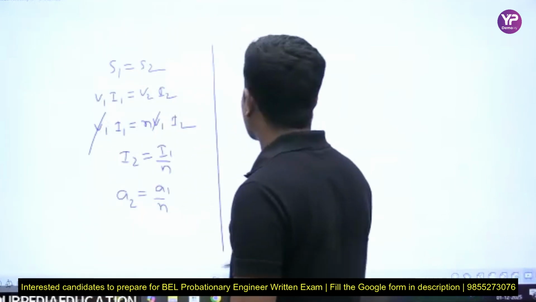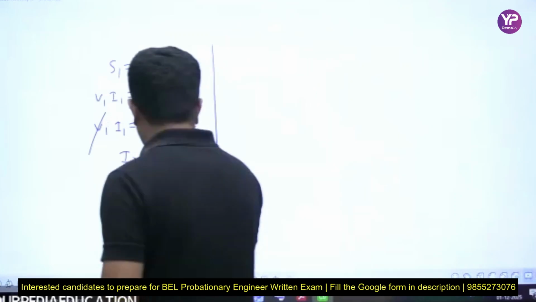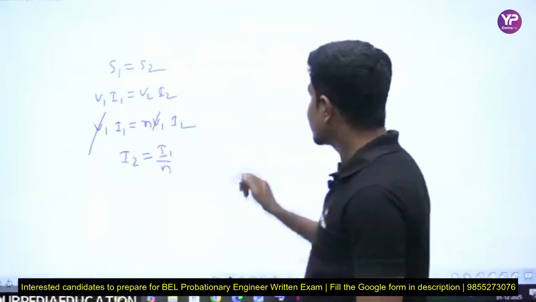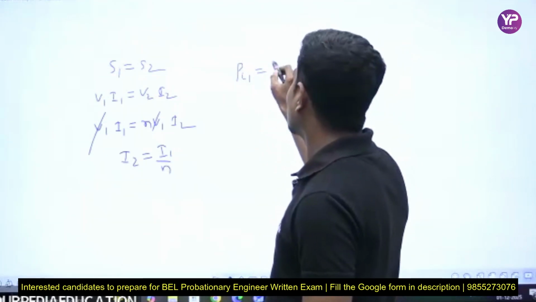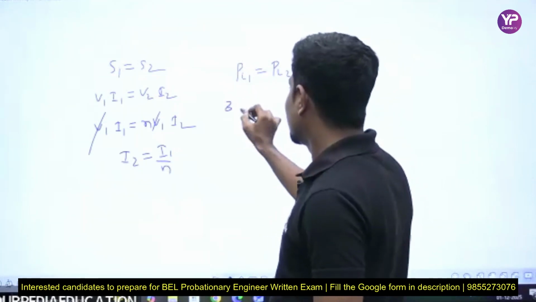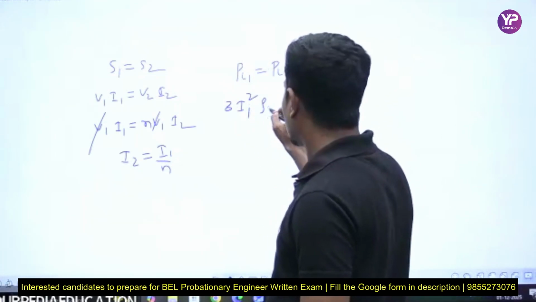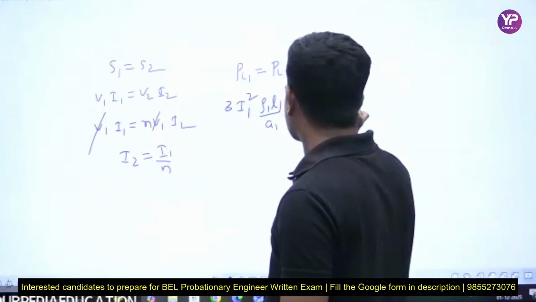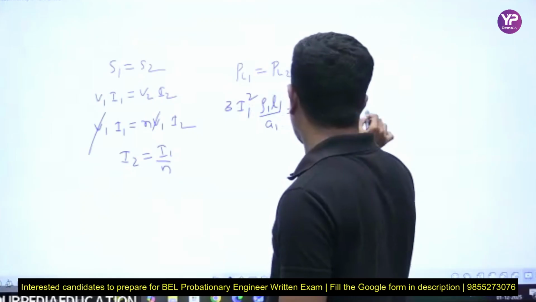But what he wants, sorry, he's asking about the area itself, but he wants the same power loss also. What is power loss? He wants power loss 1 to be equal to power loss 2. So 3 I1 square R1, rho 1 L1 by A1, is equal to 3 I2 square R2, nothing but rho 2 L2 by A2, right?